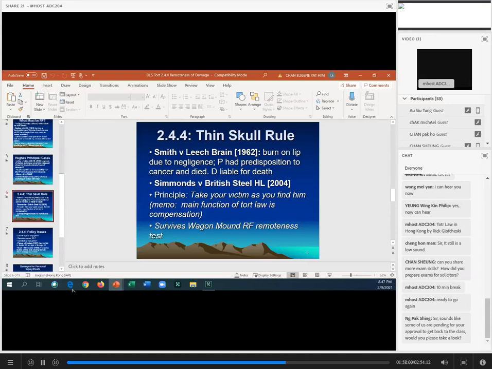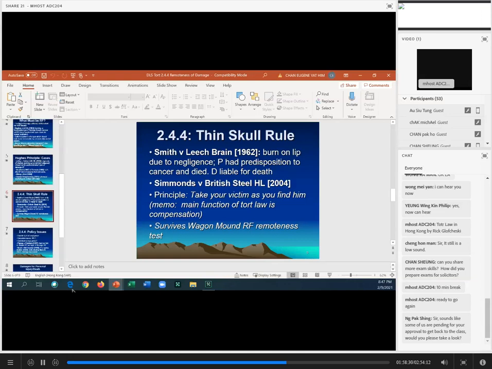Not difficult. So if you get it in the exam, probably part A of the exam, just explain what is meant by the thin skull rule. Well, there you are. You take your victim as you find him. And the main function of tort law is compensation. You could very quickly cite the facts of Simmons, in that the employee suffered not only personal injury, physical injury, but also psychiatric injury. And the court said that the employer was liable for both types of injury.